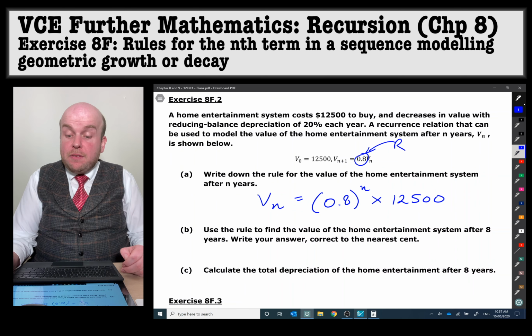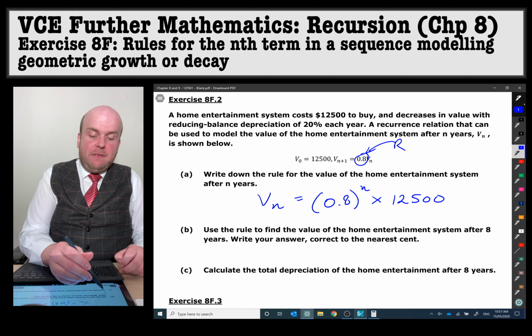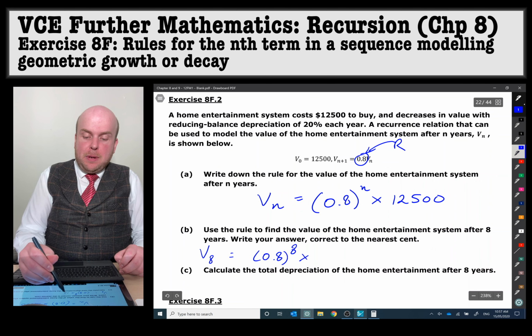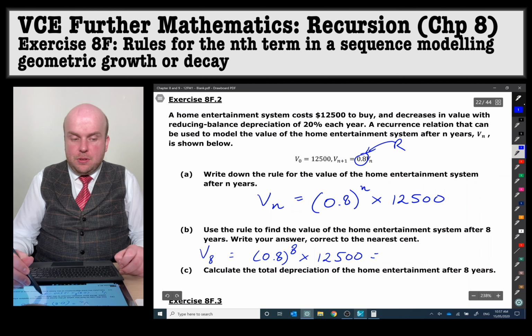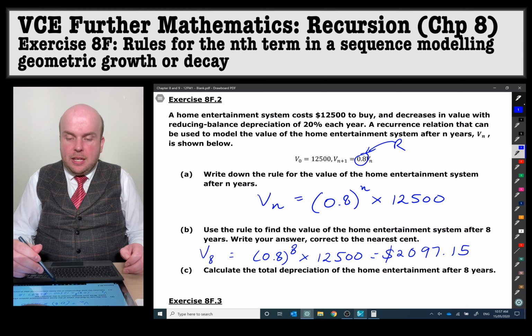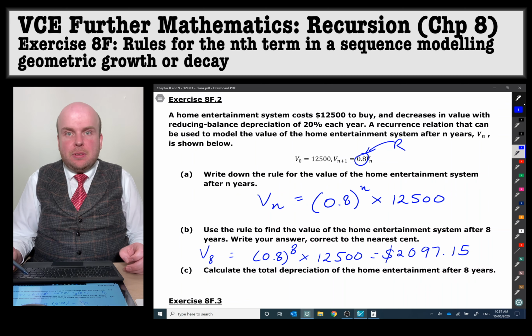Use the rule to find the value of the home entertainment system after 8 years. Write your answer correct to the nearest cent. So this is going to be V8, and this is going to be 0.8 to the power of 8 times by 12,500, which is equal to $2,097.15. Fun fact, you can also double check that on the CAS as well using the sequences option.